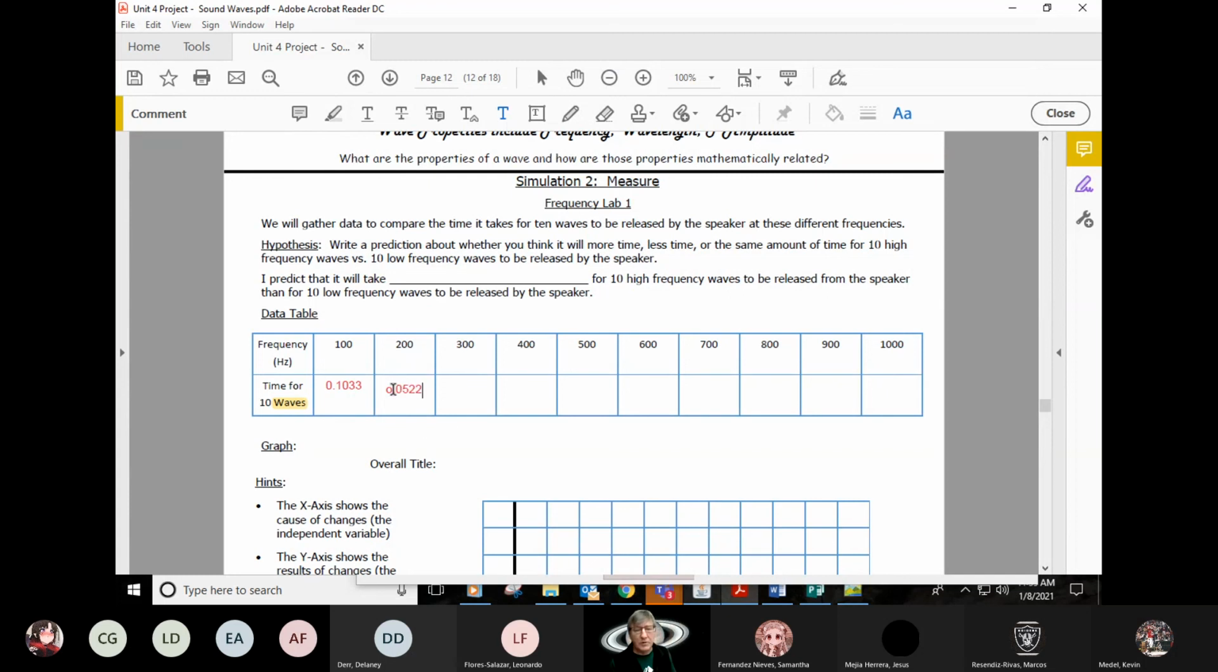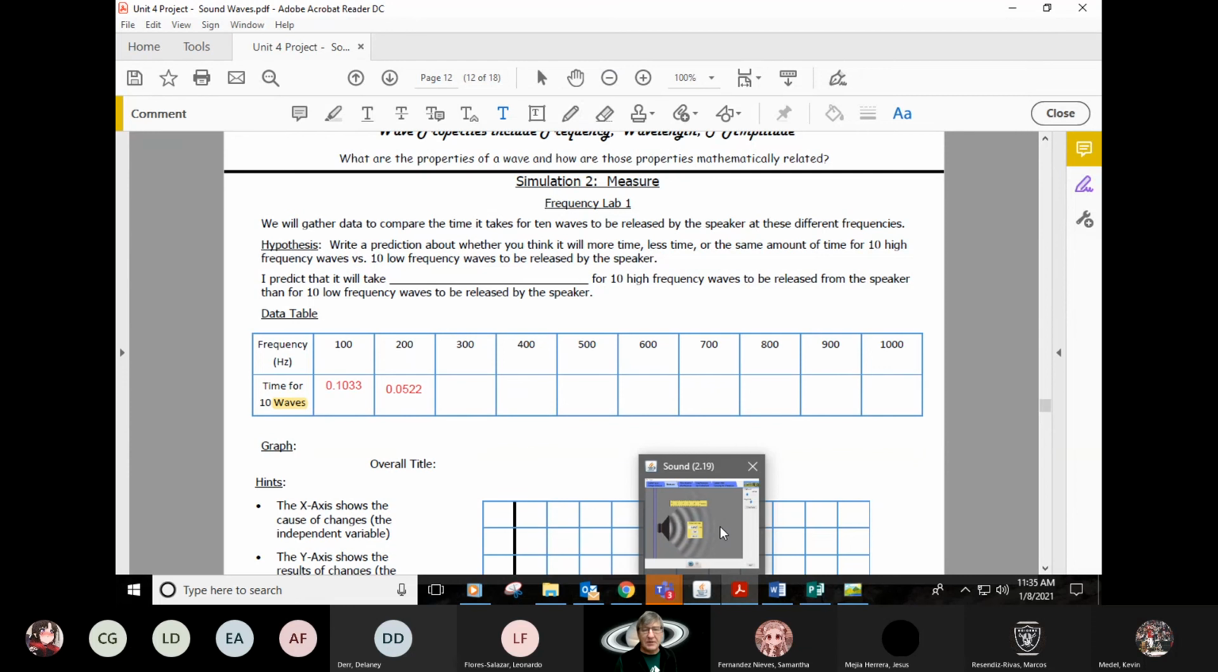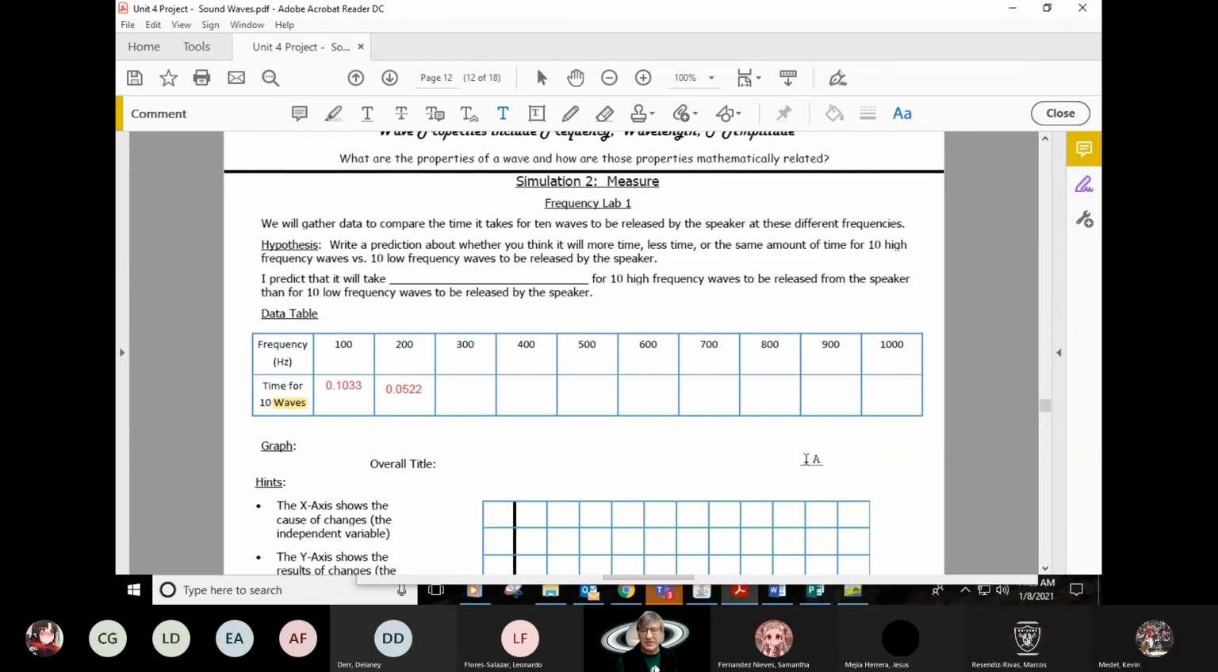0.0522. Oops, that's not supposed to be an O, that's supposed to be a 0. 0.0522. Okay, I'm not going to write these down for you anymore. You're just going to have to pick them up from the simulation as we do it, okay? But that's the idea. You're going to fill in this data table as we go.